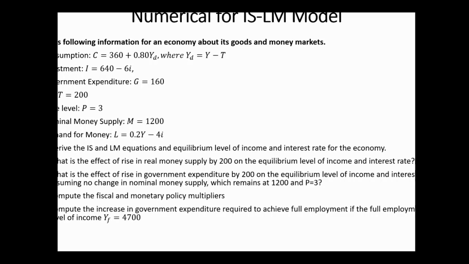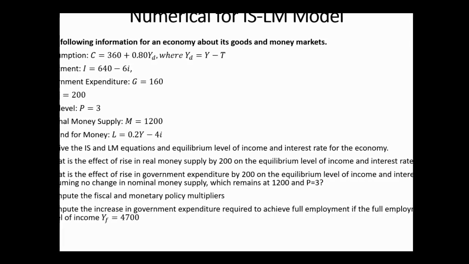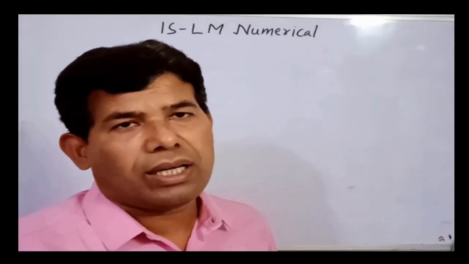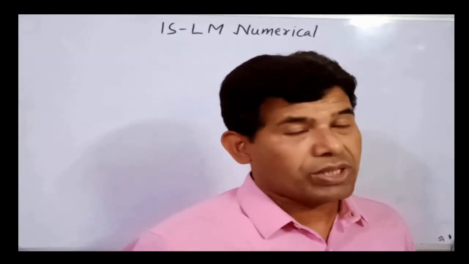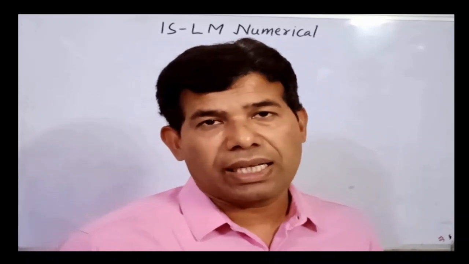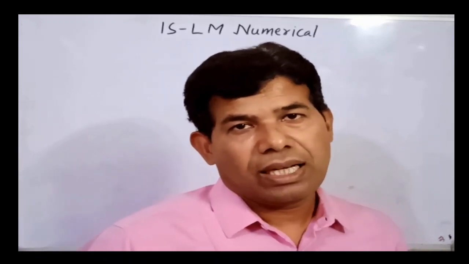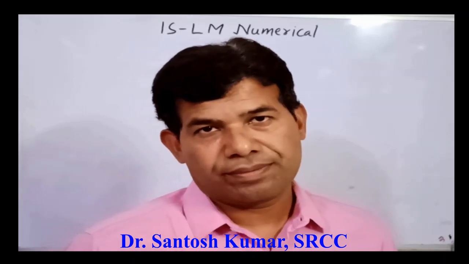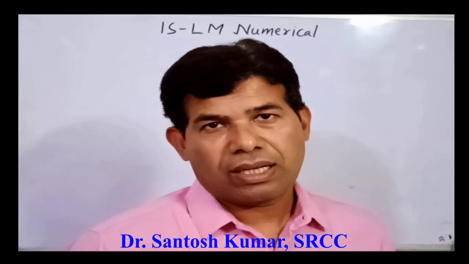So we will try to solve each question based on the information given, right? Let me solve the first question. Now, how to solve the first question? The first question is about derivation of the IS equation and LM equation, and thereby derivation of the equilibrium level of income and equilibrium level of interest rate. So let me first derive the IS equation and LM equation, and then we will derive the equilibrium level of income and interest rate.